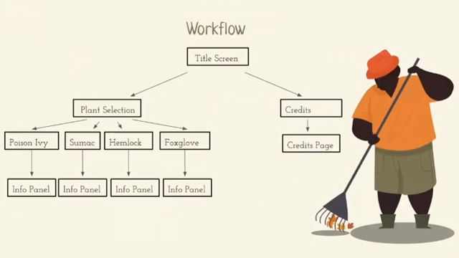Here's a sample workflow for our project. You start with the title screen where the user has two options, plant selection and credits. Clicking credits takes you to the credits page, which includes further information and research regarding the information we used for our project, as well as the credits given to certain pre-made 3D models we used in our project. Clicking plant selection takes you to a selection screen where you can choose from currently four plant options: poison ivy, sumac, hemlock, and foxglove.